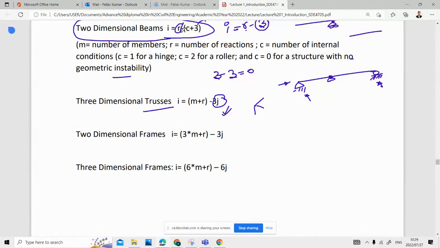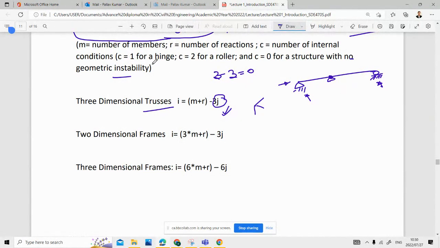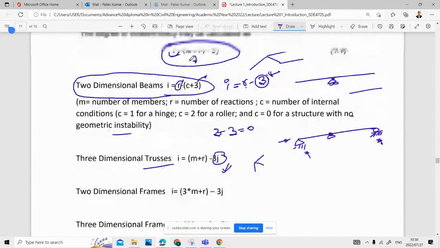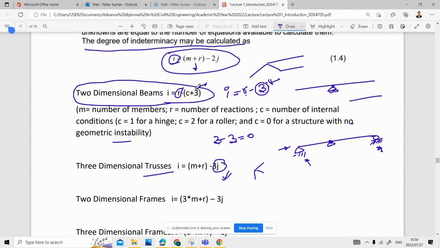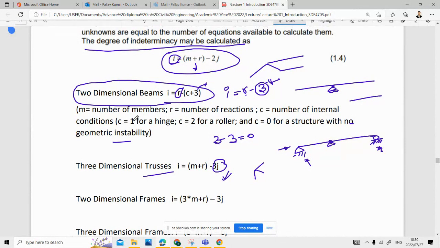R is nothing but your reaction at the support. And then C is nothing but the number of extra available equations. So if you provide a hinge anywhere in your beam, it will give one more equation. That is why 3 is always available with you when it is a two-dimensional beam. But C is an additional extra equation available if you have a roller anywhere in between, or if you have any hinges in between. You got me?